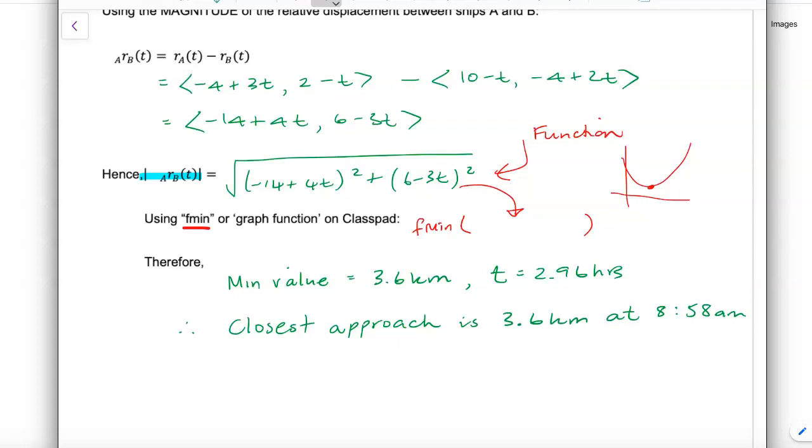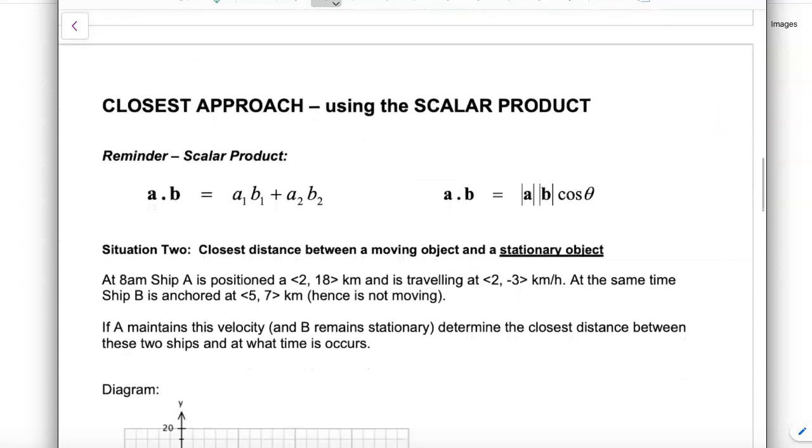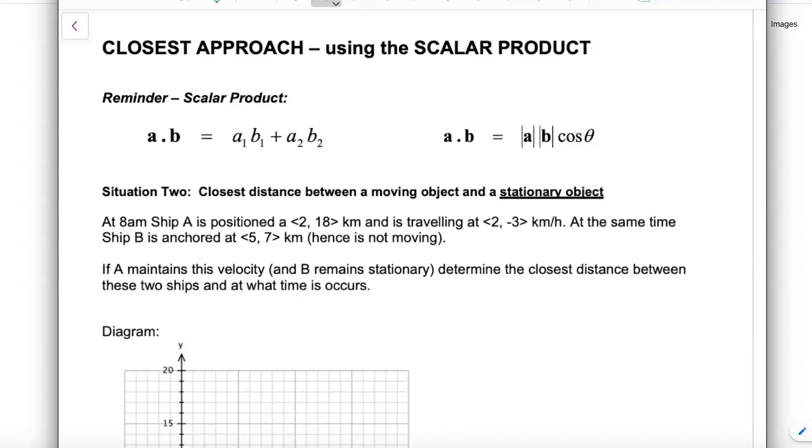There is actually an easier way that we can have a look at what the closest approach between two objects is, using our scalar product. So that takes away the need to form the magnitude and solve it for its minimum. Using the scalar product, here's a reminder of what our scalar products are, depending on whether we've got component form or magnitudes and the angle between.